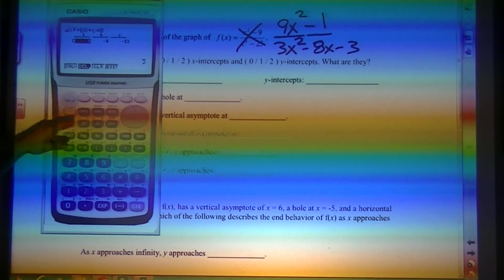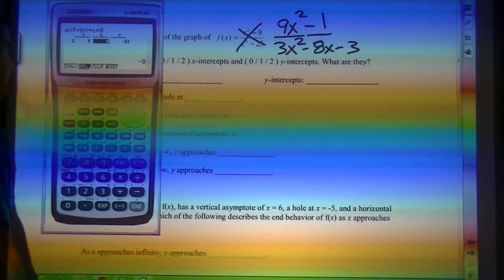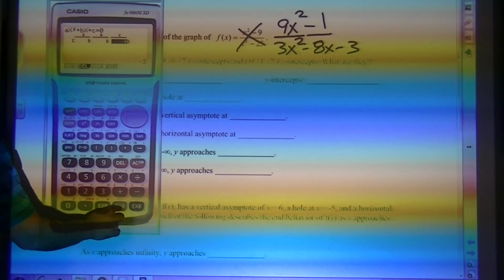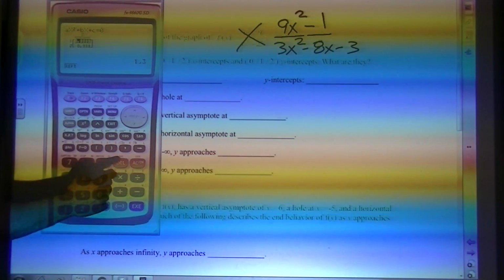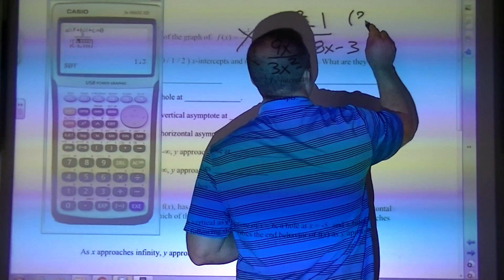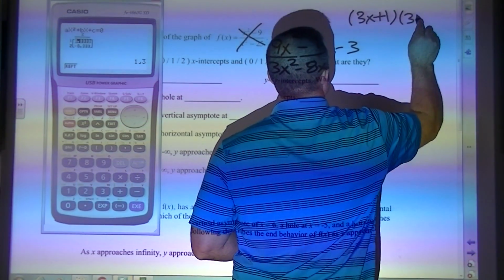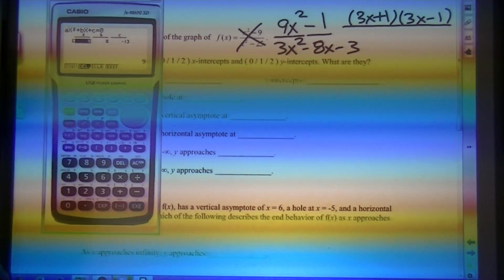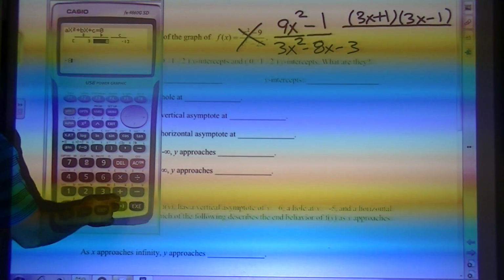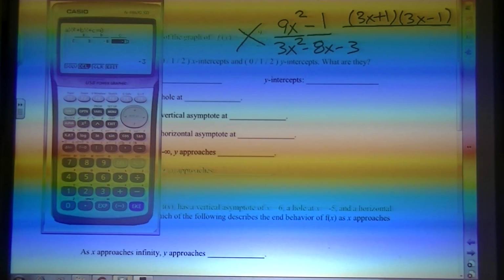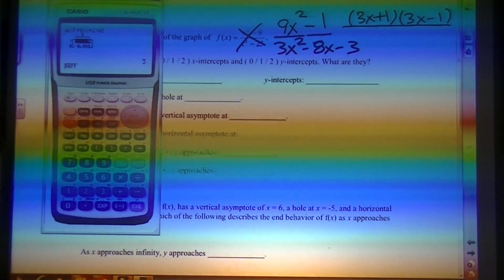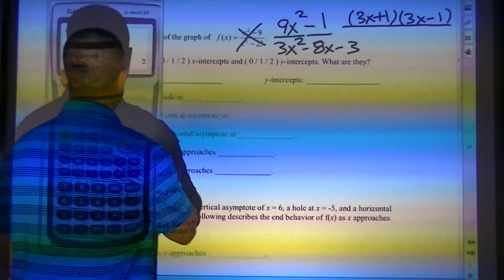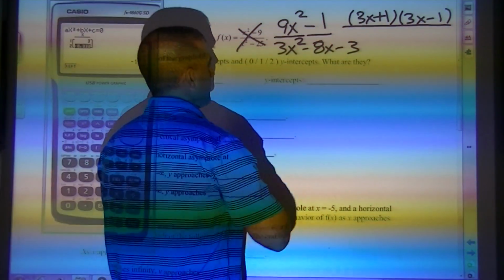I want to factor the top part. So I got 9, 0, then negative 1. That's going to be (3x plus 1)(3x minus 1). The bottom one: 3, negative 8, negative 3. I want to solve that one. That's going to be (x minus 3)(3x plus 1).